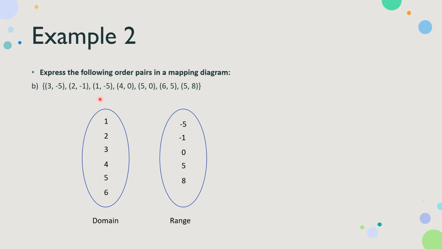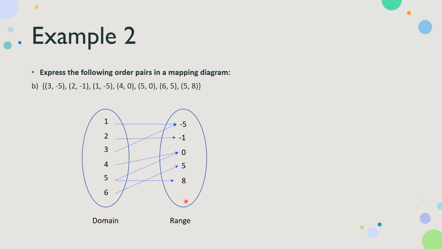Now the fun part, drawing our mappings. 1, I can see here from the ordered pair, 1 maps to -5. So I should see a nice line going straight across. 2 maps to -1. So far so good. And 3 maps to -5. It looks like this one's going to have to cross over. And it does. 4 goes to 0. 5 goes to 0. 6 goes to 5. Oops, looks like those are backwards. 6 goes to 5. And lastly, 5 goes to 8.